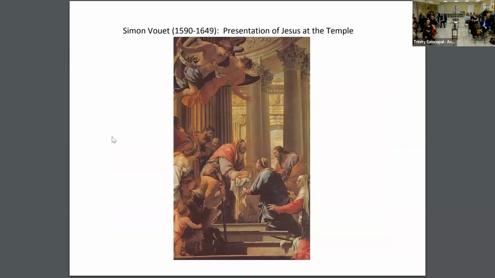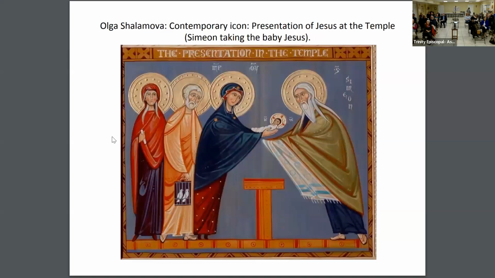And here is Simon Bouillet. He's a French painter. This is in the Baroque period. It has that Baroque gesture, a lot of twisting, turning, drama, and the presentation of this baby at the temple. And this would be the 84-year-old who lived at the temple. Apparently she never left. And I love this, the presentation at the temple with Mary, Joseph, Simeon, and Anna.